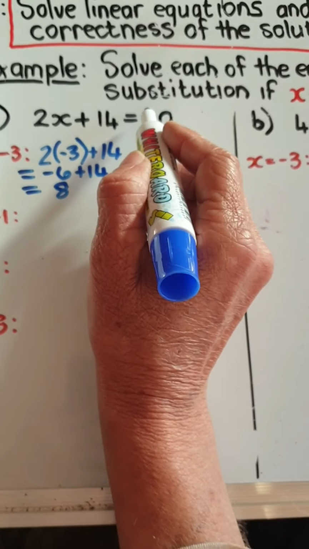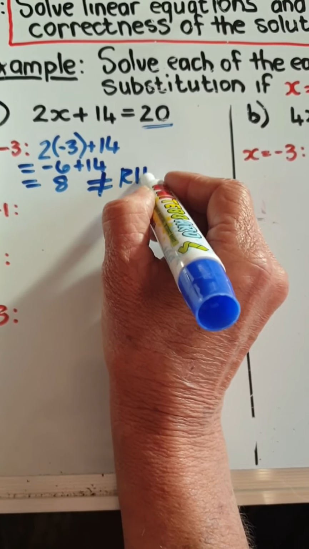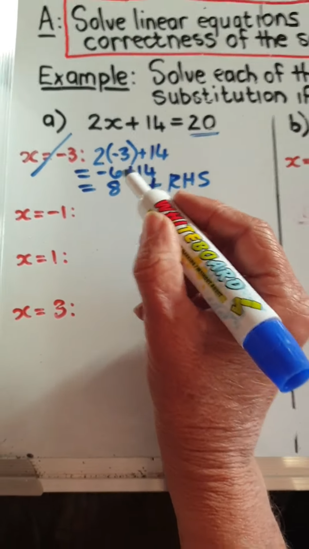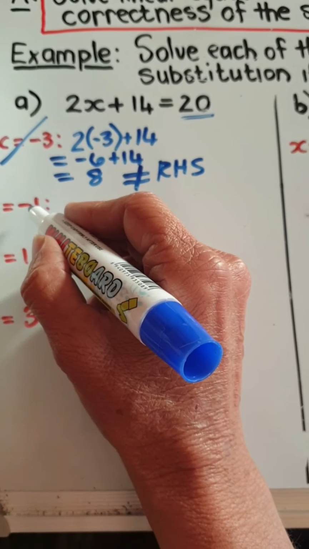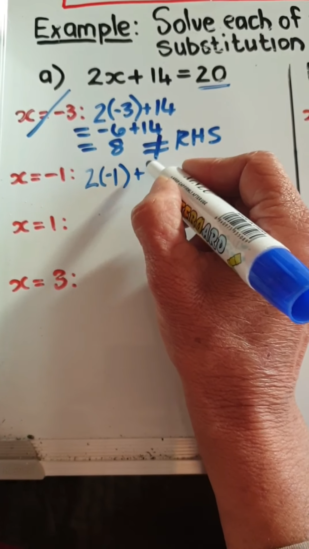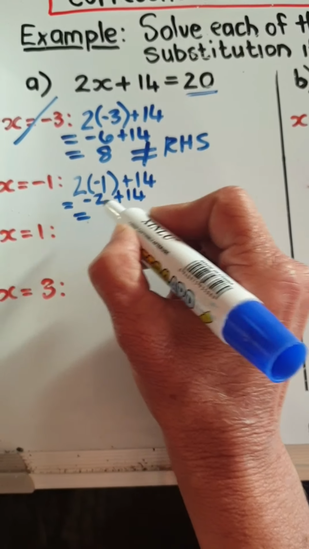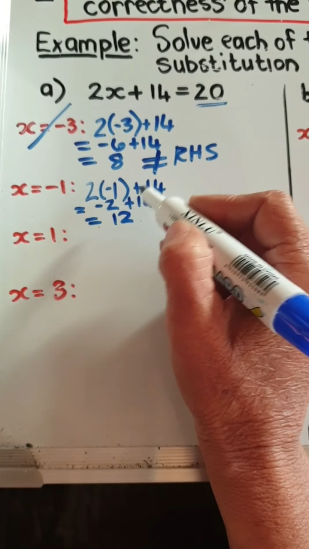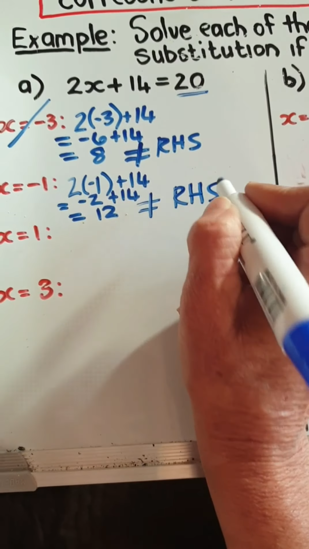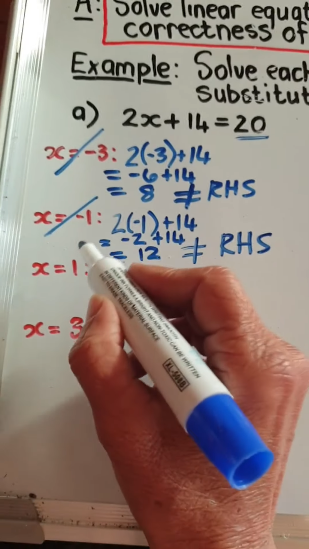Can you see that 8 is not equal to 20? 20 is the value on the right-hand side. So that is not equal to the right-hand side, which means x equal to negative 3 is not a solution to my equation. Now if I try the second value, x equal to negative 1, I get 2 times negative 1 plus 14, which is negative 2 plus 14, which gives me 12. Once again, 12 is not equal to 20, so x equal to negative 1 does not solve my equation. It's not a solution. So let's try 1.